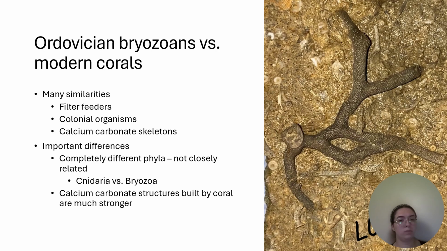And two, there are many similarities between both Ordovician bryozoans and modern corals. So they're filter feeders, colonial organisms, and both have calcium carbonate components to them. But there are some important differences, such as the fact that these Ordovician bryozoans and modern corals are from completely different phyla, with the coral being from Cnidaria and the bryozoans being from phylum Bryozoa. And also, the calcium carbonate structures built by coral are much stronger than those of Bryozoa.